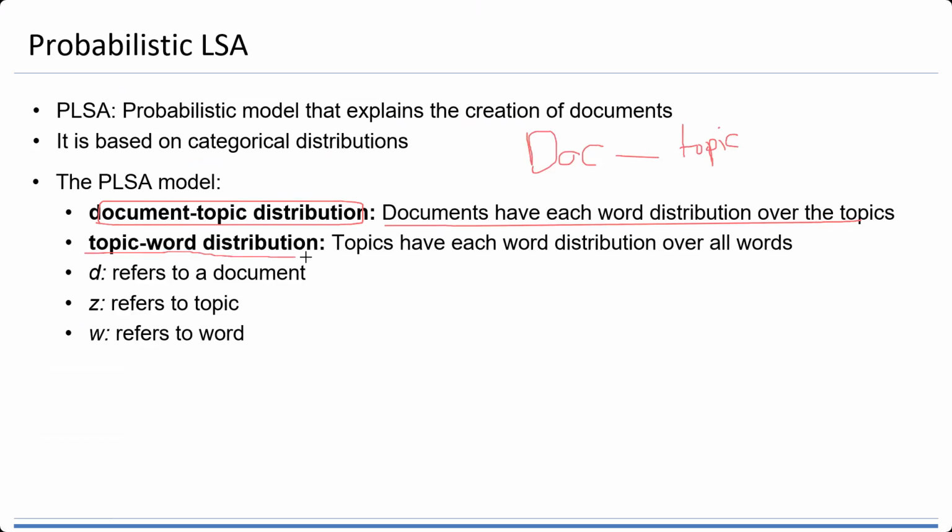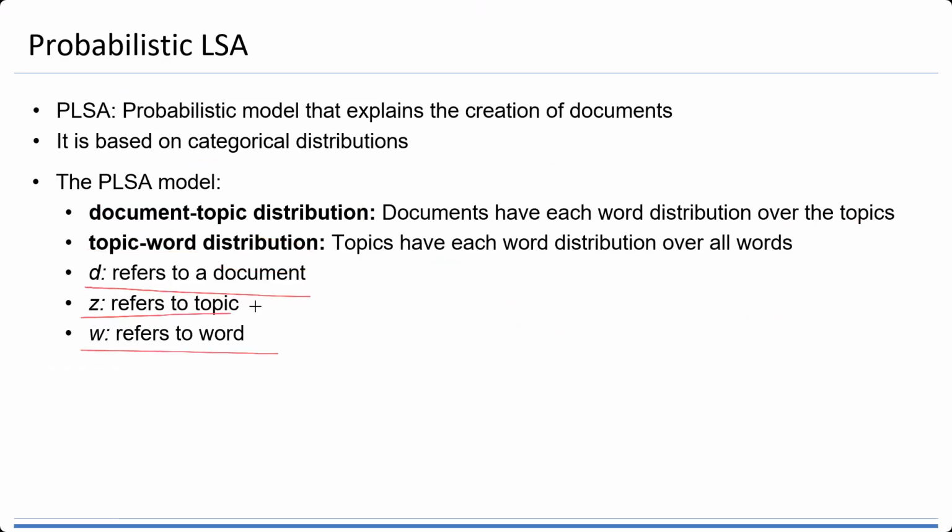And there's another distribution, the topic word distribution. So topic word distribution means the topic has its word distribution over all words. So we have the topic, and for the topic, we want to know the distribution with regard to the words, or sometimes we call them terms. So we will have three kinds of variables. First, we will have D, which refers to document, Z refers to topic, and W refers to word.